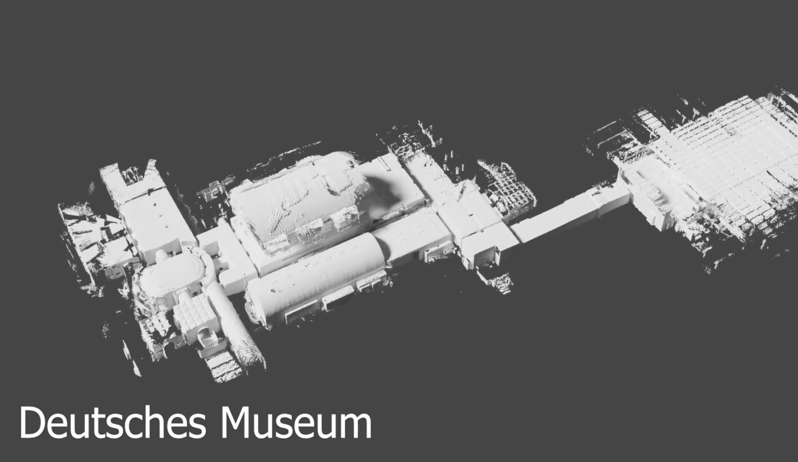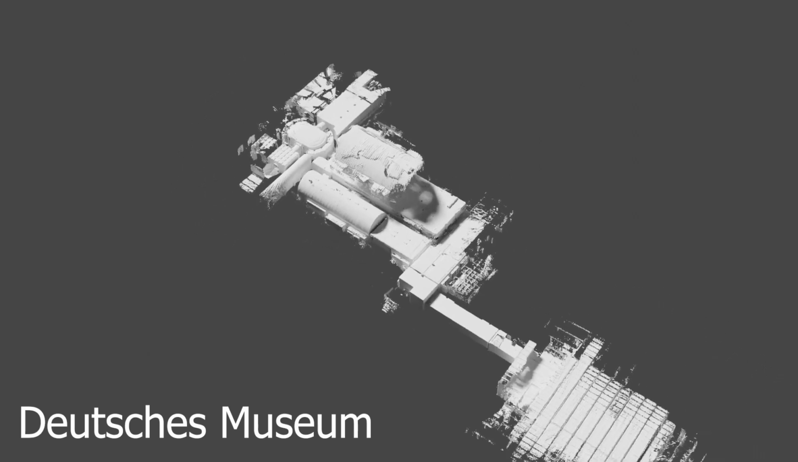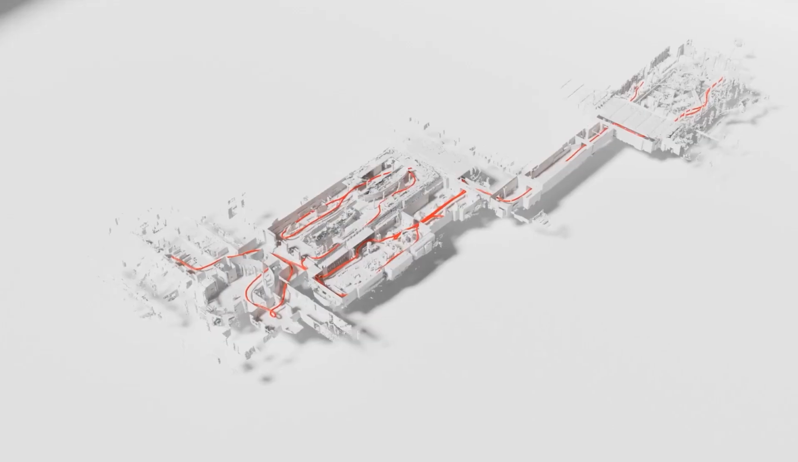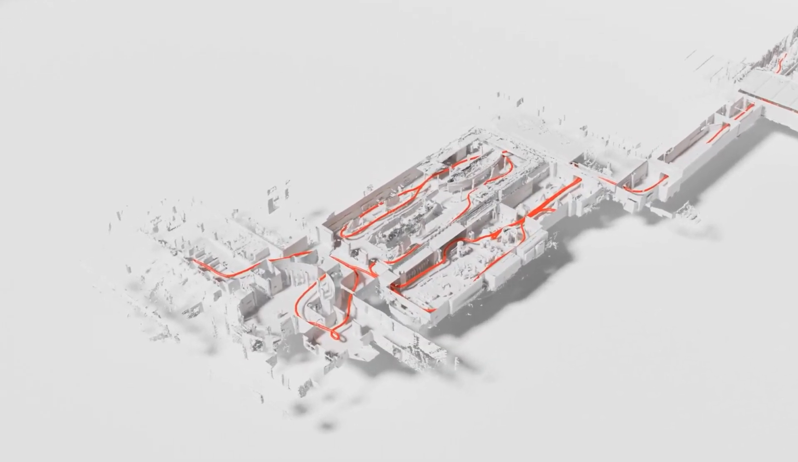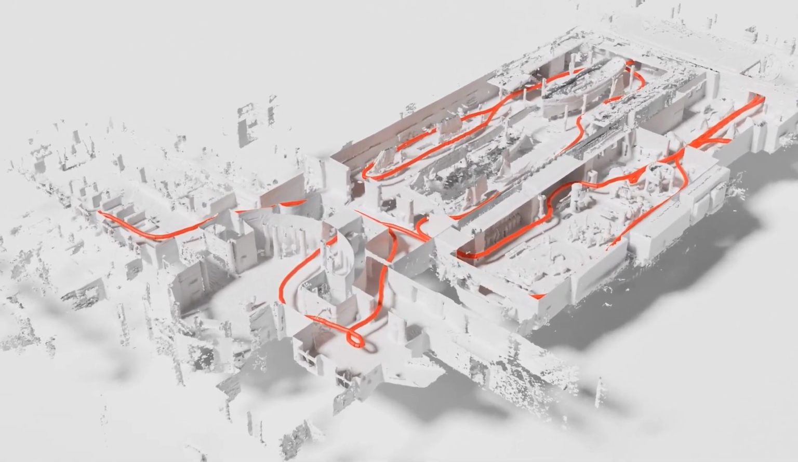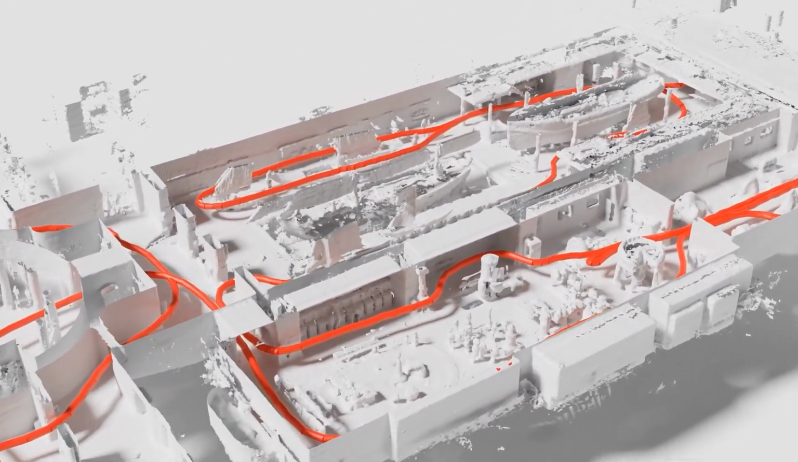In this presentation, we're going to be discussing 3D reconstruction. Here, we see a 3D reconstruction of the Deutsches Museum in Berlin. You can see the path taken by the observer, here shown in red.